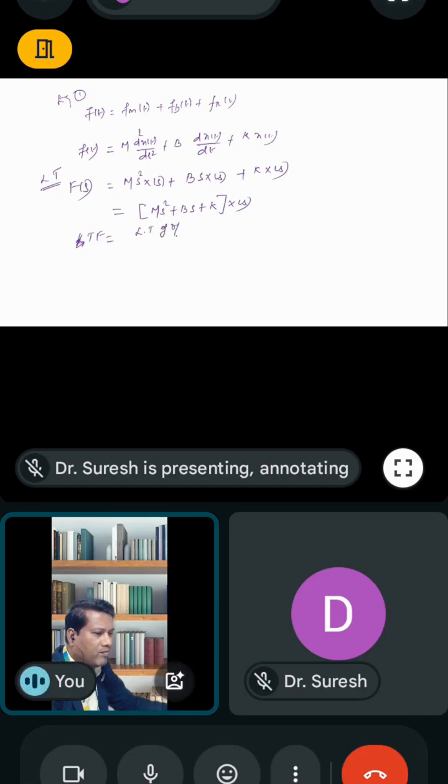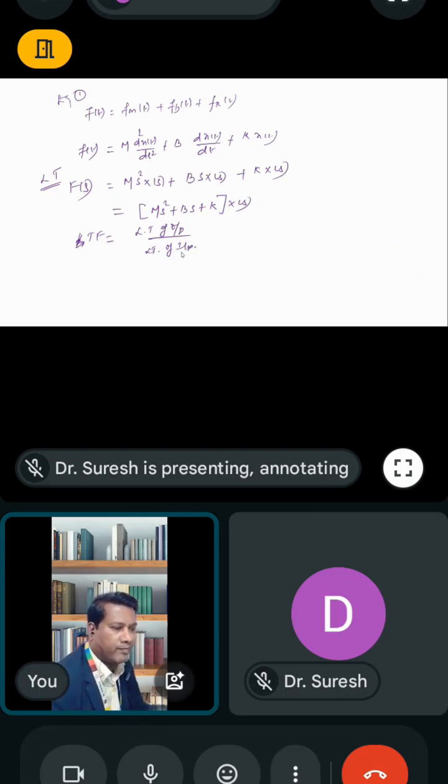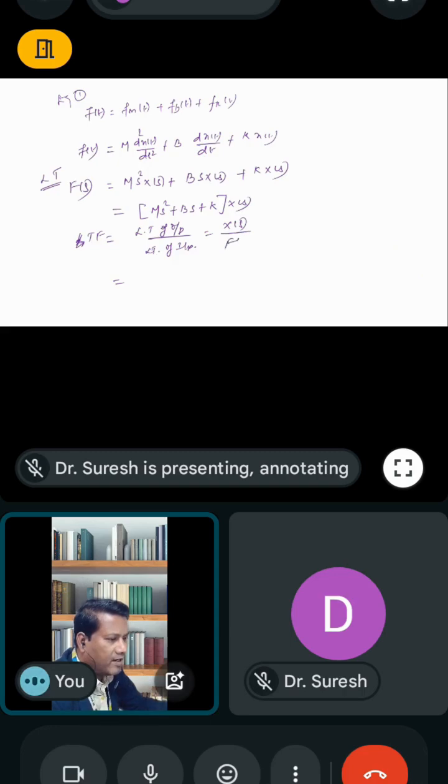Laplace transform of output by Laplace transform of input. So the Laplace transform of output is X(s), input is F(s). We have to find the ratio.